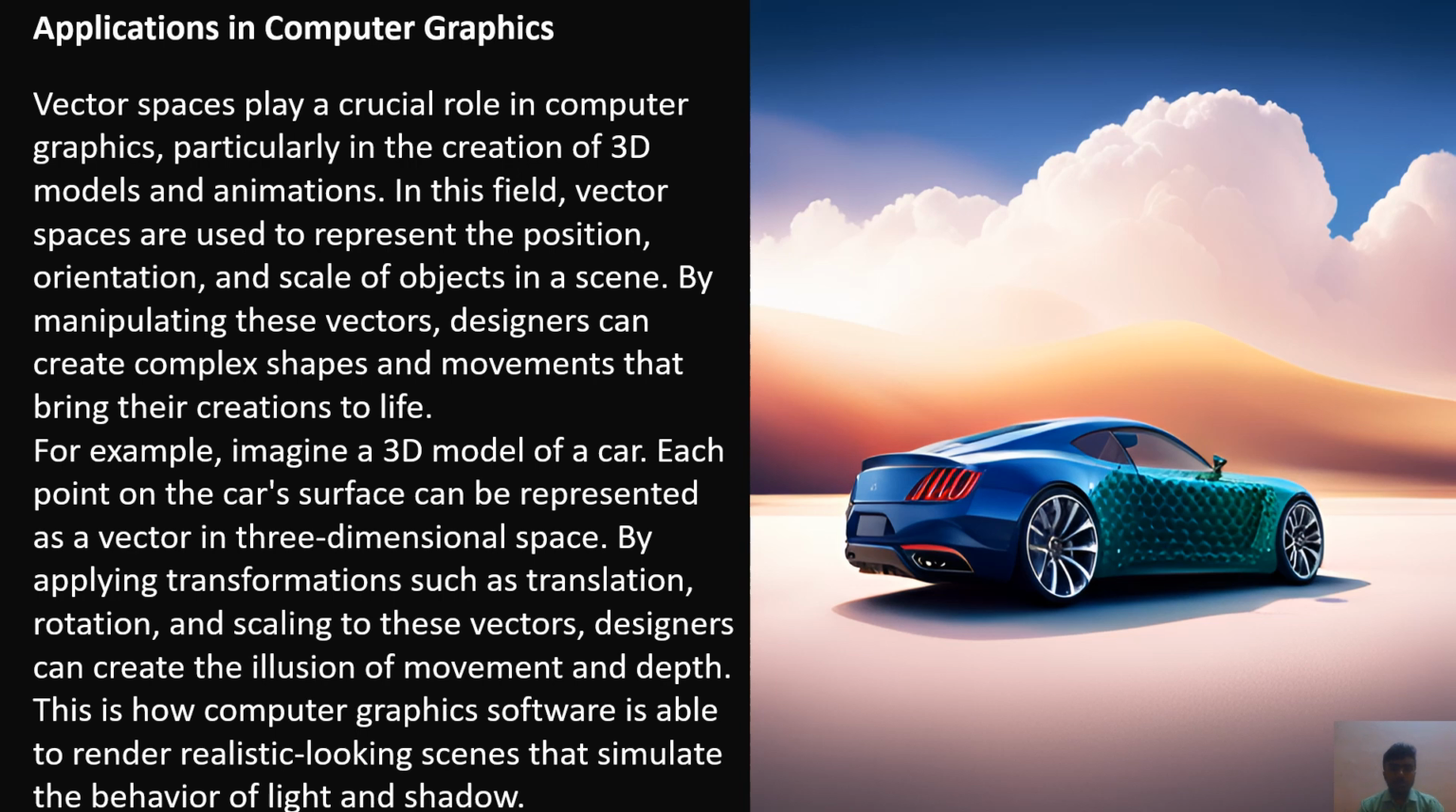Imagine a 3D model of a car. Each point of the car's surface can be represented as a vector in three-dimensional space. By applying transformations such as translation, rotation, and scaling to these vectors, designers can create the illusion of movement and depth. This is how computer graphics software is able to render a realistic looking scene that simulates the behavior of light and shadow.